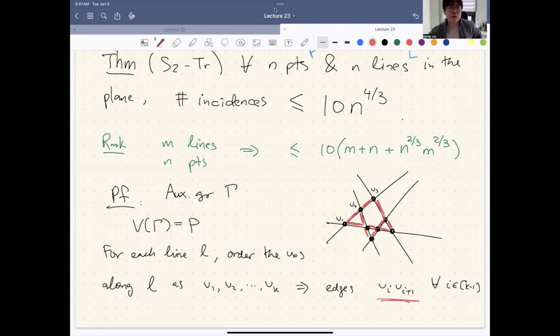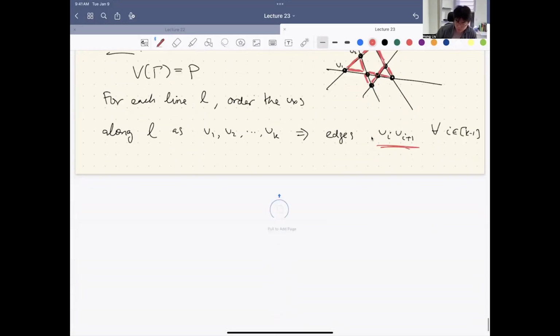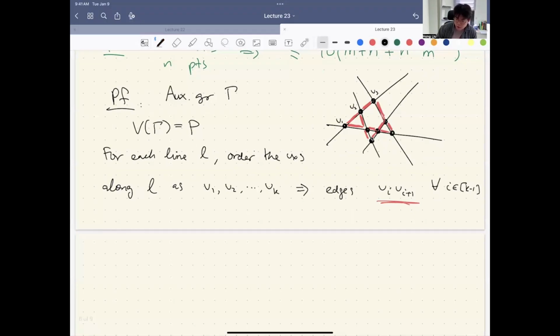Is the definition clear? Any questions? All right, it's very simple. We take the points as vertices, and the edges are just along the line between any two consecutive points. That is, we put an edge between every pair of consecutive points on the line.